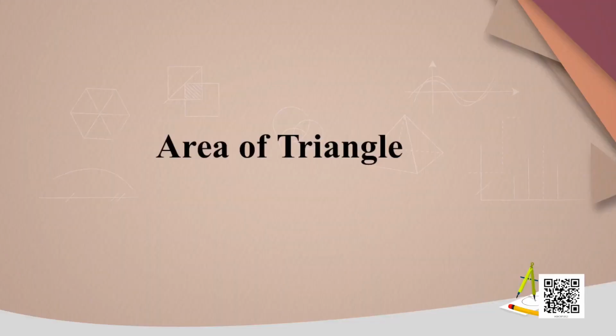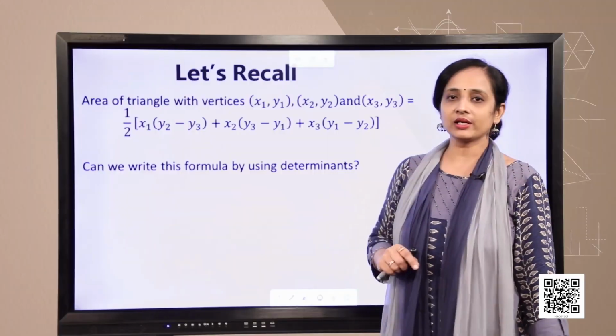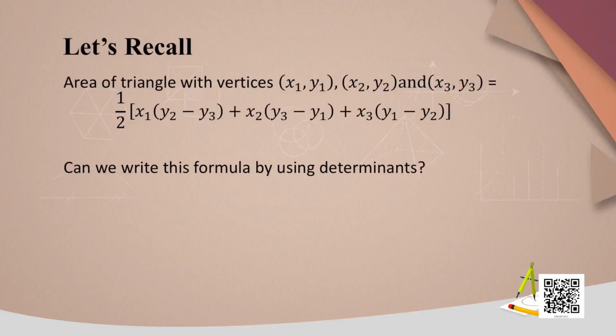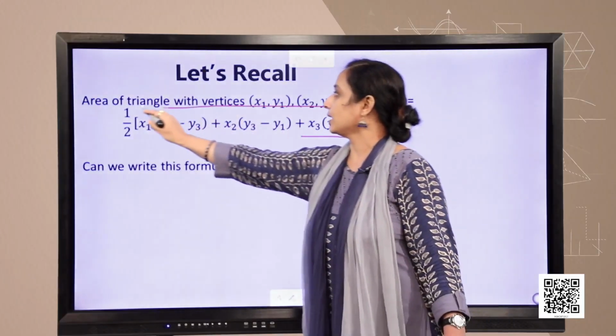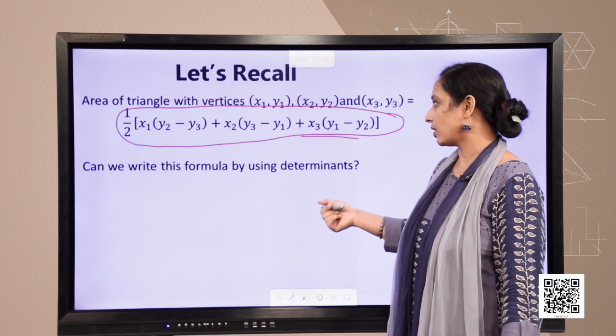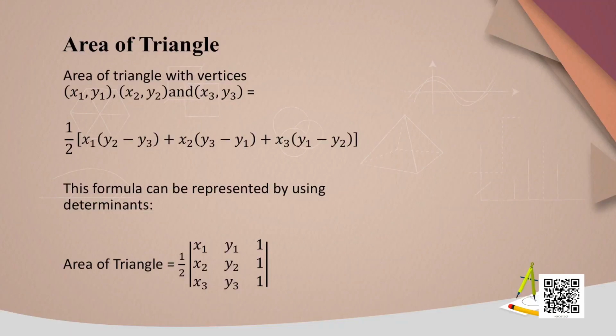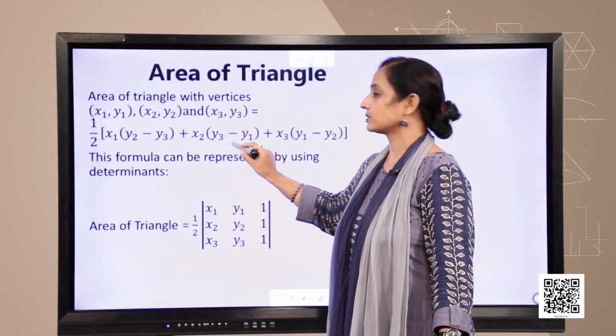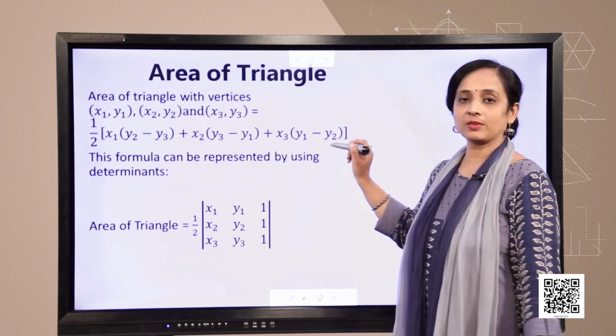So next concept is area of triangle. How determinants are used in finding area of triangle. You can recall this formula from coordinate geometry in class 10, that area of triangle with vertices these three, x1, y1, x2, y2 and x3, y3, this is the formula that you are very well aware of from the coordinate geometry. Can we write this formula by using determinants? Yes, we can. So area of triangle with vertices x1, y1, x2, y2 and x3, y3 can be written as half x1 (y2 minus y3) plus x2 (y3 minus y1) plus x3 (y1 minus y2).